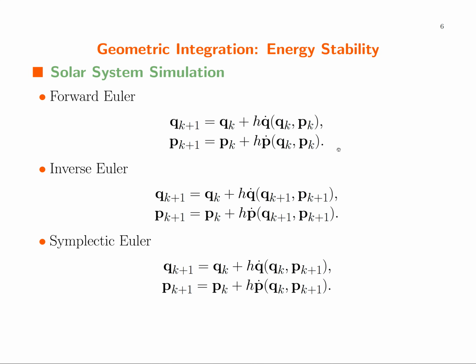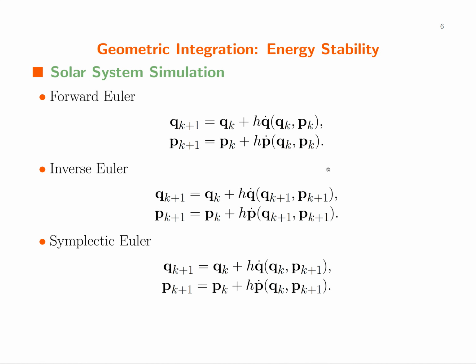We have the forward Euler, the inverse Euler, and the symplectic Euler methods. Here q is the position and p is the momentum. So this is saying that the position at the new time is equal to the position at the old time plus h times the vector field at the old time. This is a fairly standard forward Euler discretization. The inverse Euler discretization is similar, except that the vector field is now evaluated at the new time.